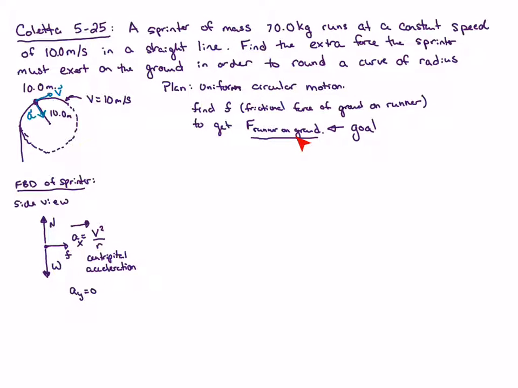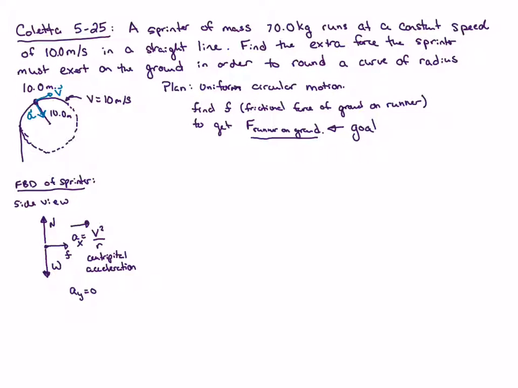Okay, so here's the overview. We're going to do uniform circular motion to find the frictional force F here in this diagram, which will also be the same magnitude of the force of the runner on the ground, which is our goal. All right, so how do we get this F? There's actually two ways. See if you can decide and continue with this problem.